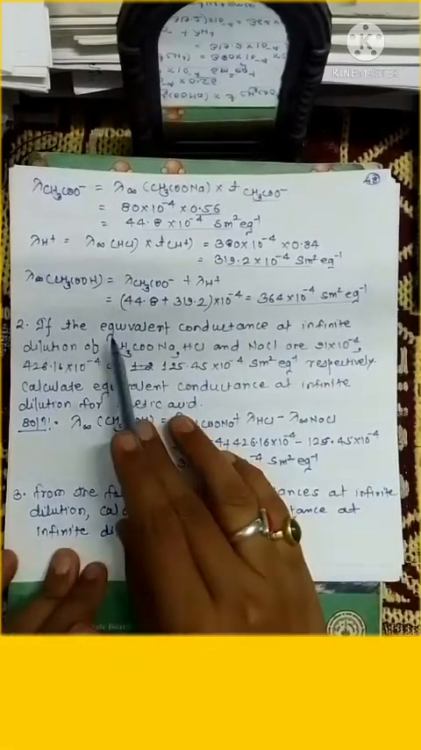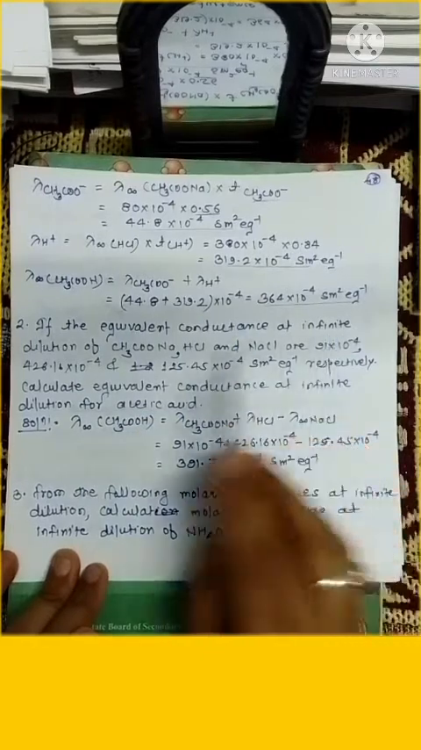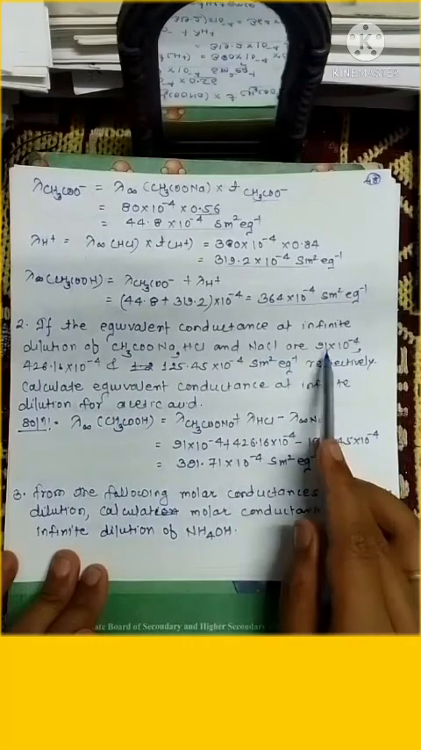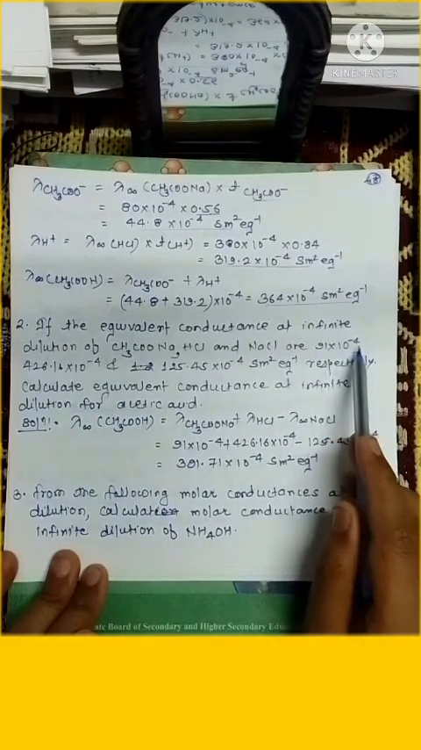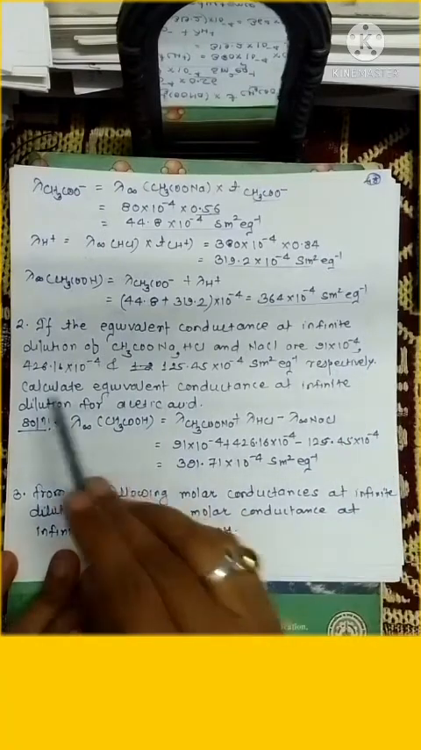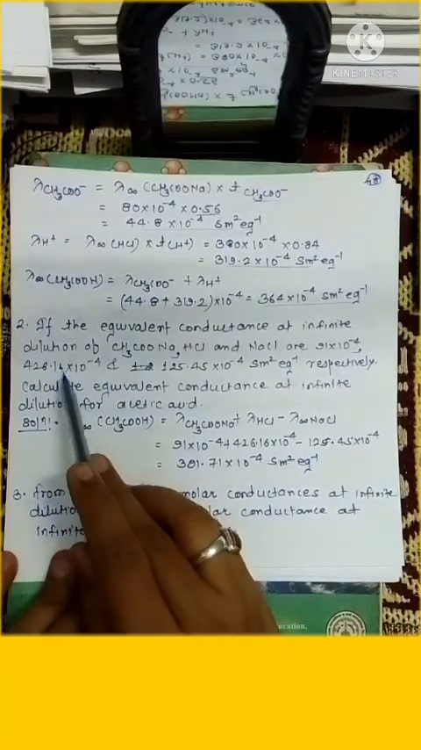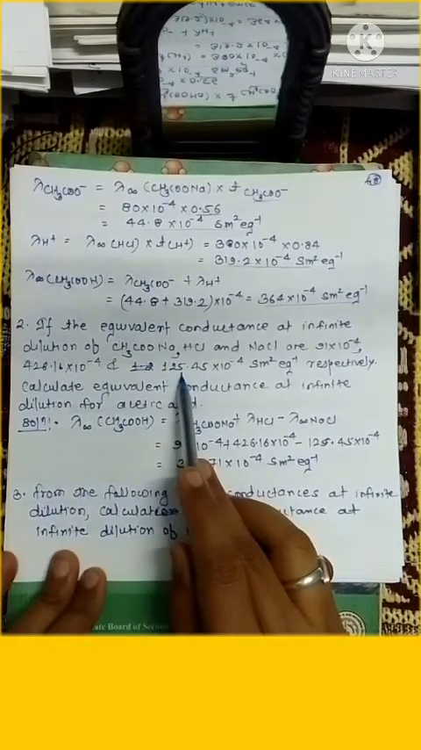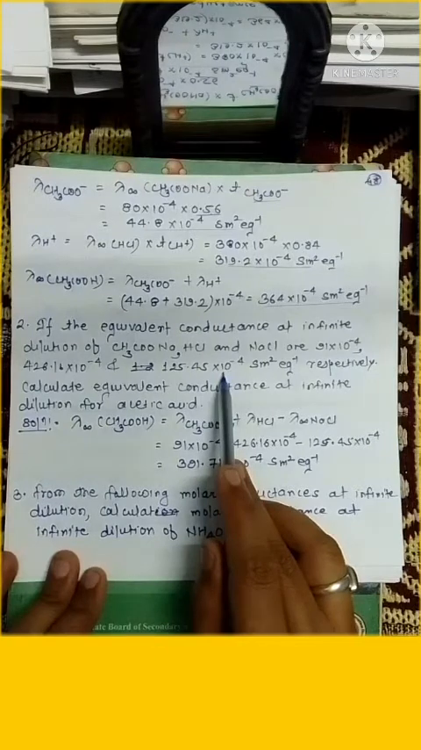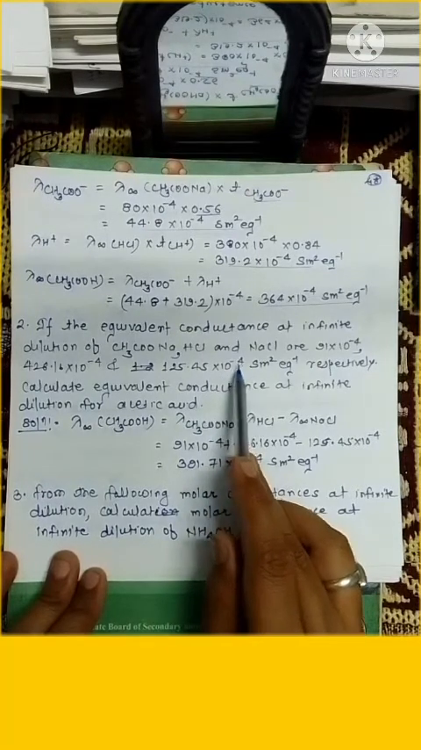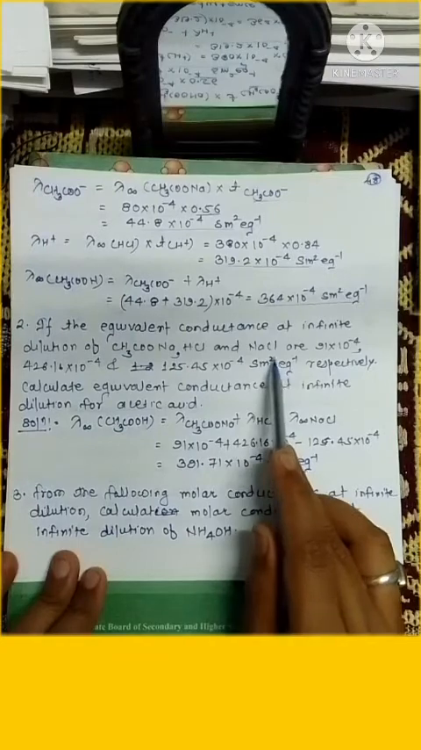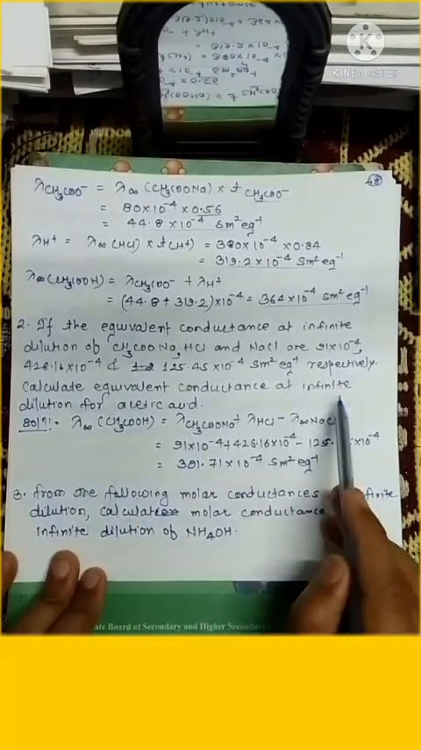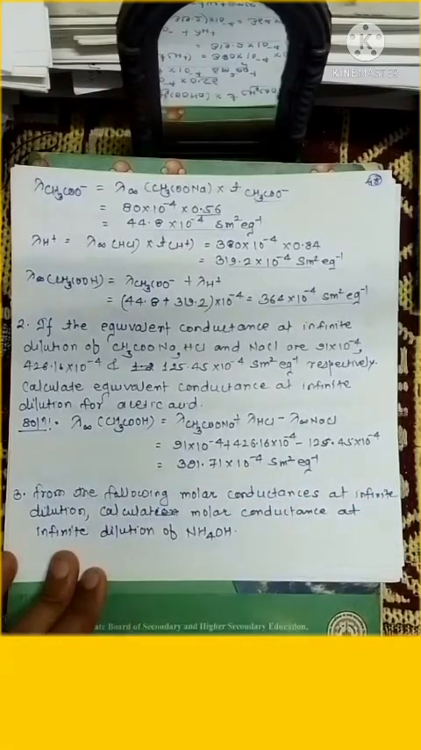If the equivalent conductance at infinite dilution for sodium acetate, HCl and NaCl are 91 multiplied by 10 raised to the power minus 4, 426.16 multiplied by 10 raised to the power minus 4 and 125.45 multiplied by 10 raised to the power minus 4 Siemens meter square per equivalent respectively, calculate equivalent conductance at infinite dilution for acetic acid.